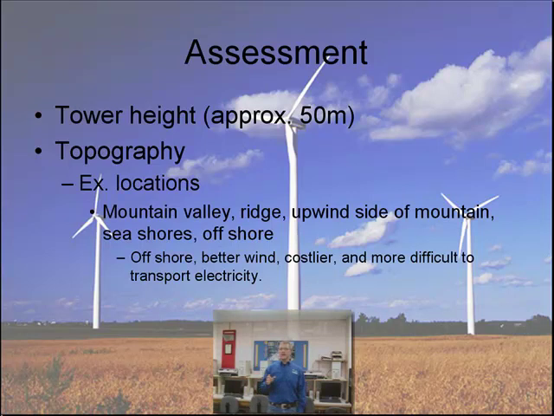Generally, mountain valleys, ridges, the upwind side of the mountains, seashores, and offshore locations tend to be the most efficient. Offshore winds are desired, however the construction costs of an offshore turbine are less than favorable and can be rather costly.